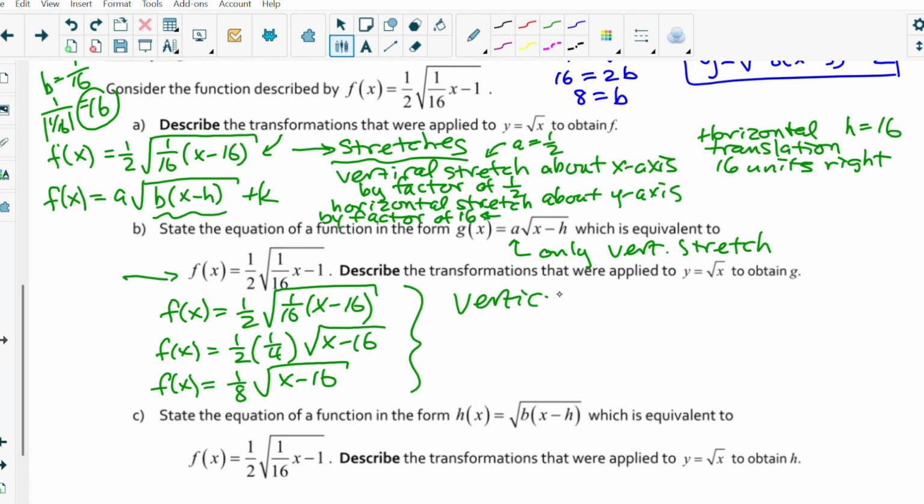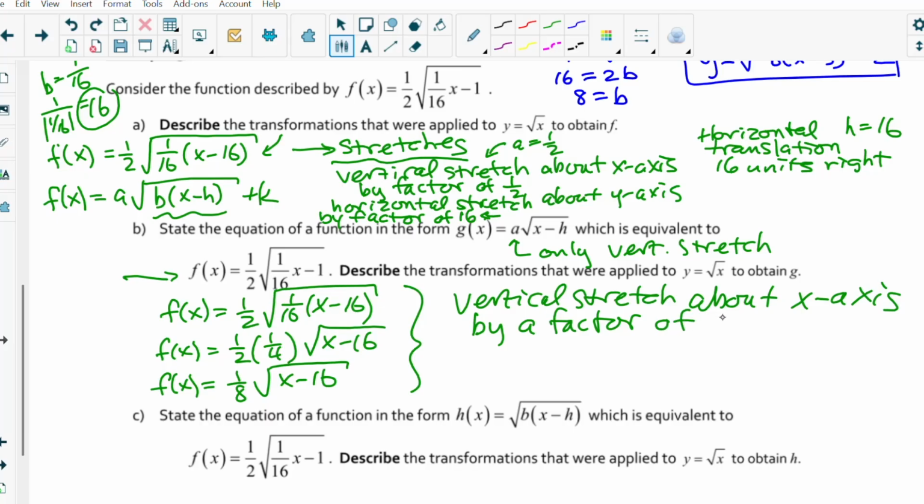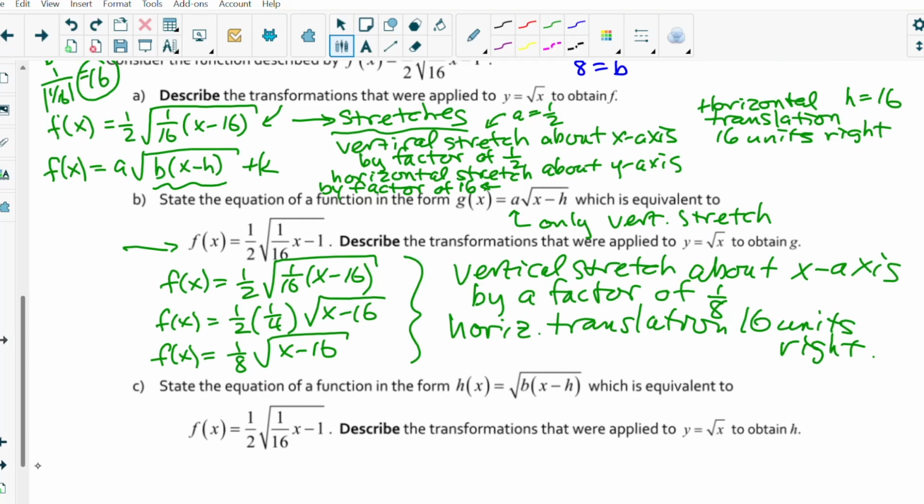So all of this is a vertical stretch about the x-axis by a factor of 1/8, and still a horizontal translation 16 units to the right.